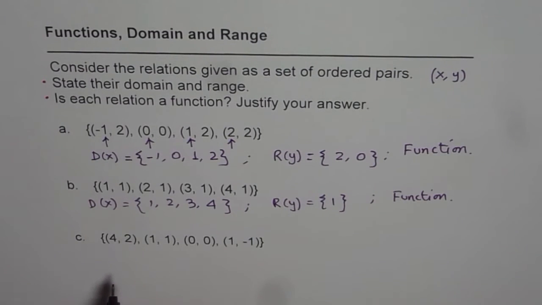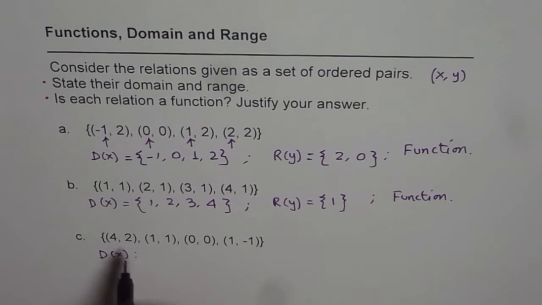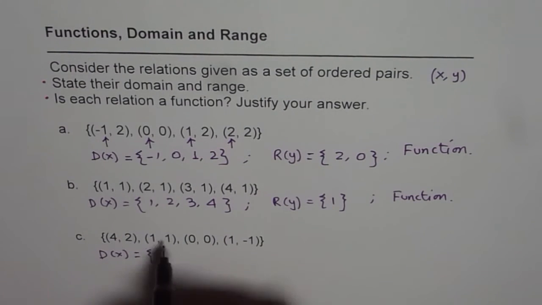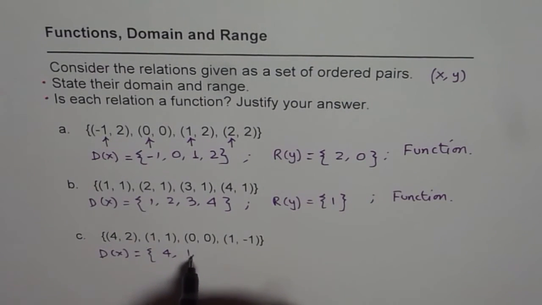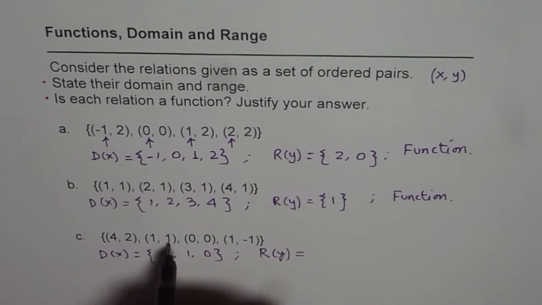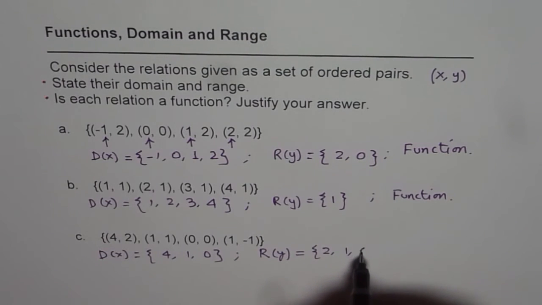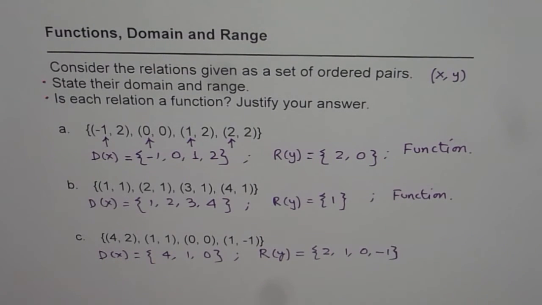Let's see part C. Here the domain is the first coordinate points, the x values. So domain is 4, 1, 0, 1. Since 1 is repeated, we'll write it only once. So domain has the values 4, 1 and 0. How about range? The y values will be 2, 1, 0 and -1.